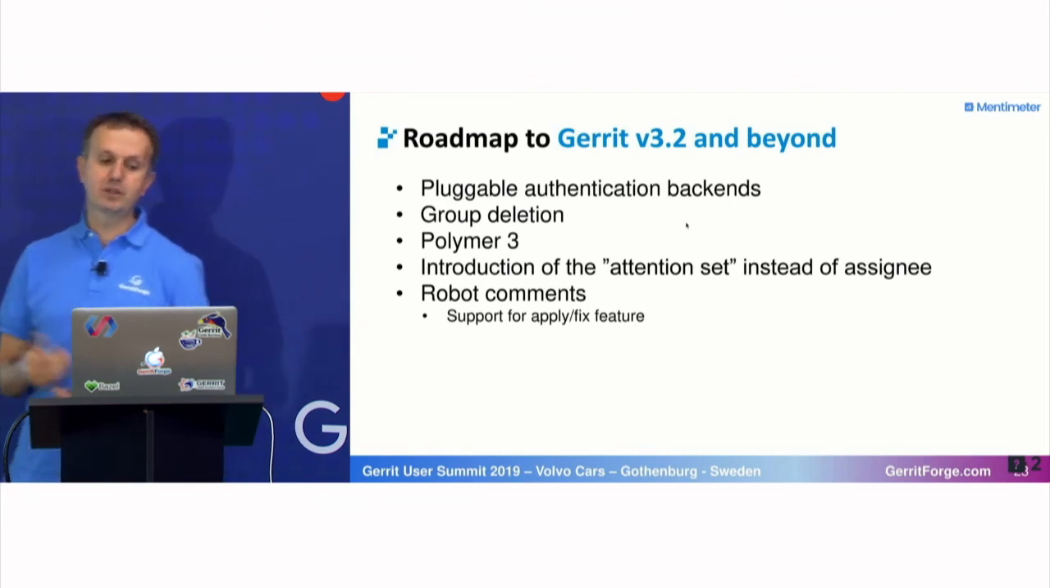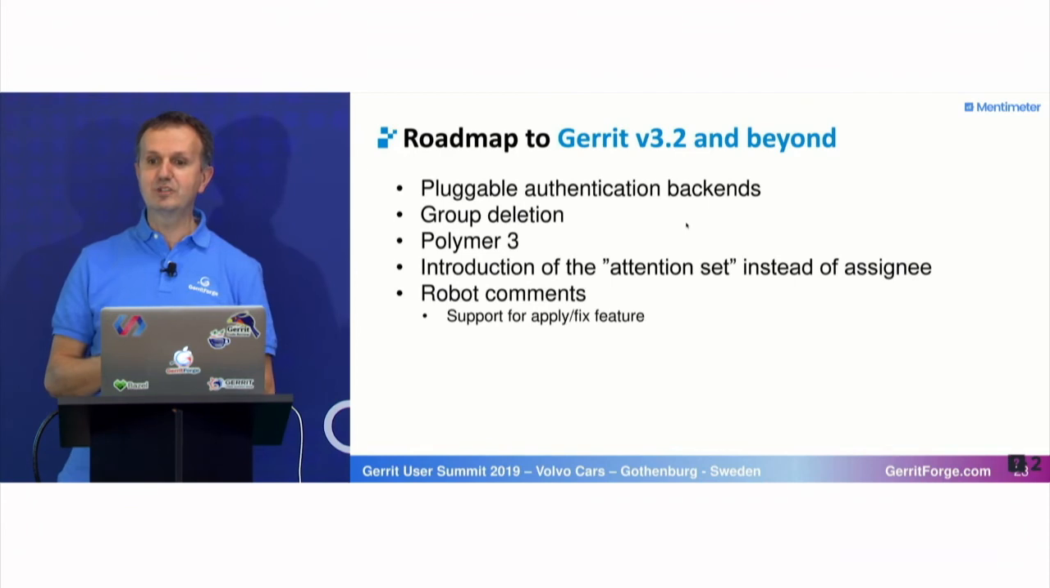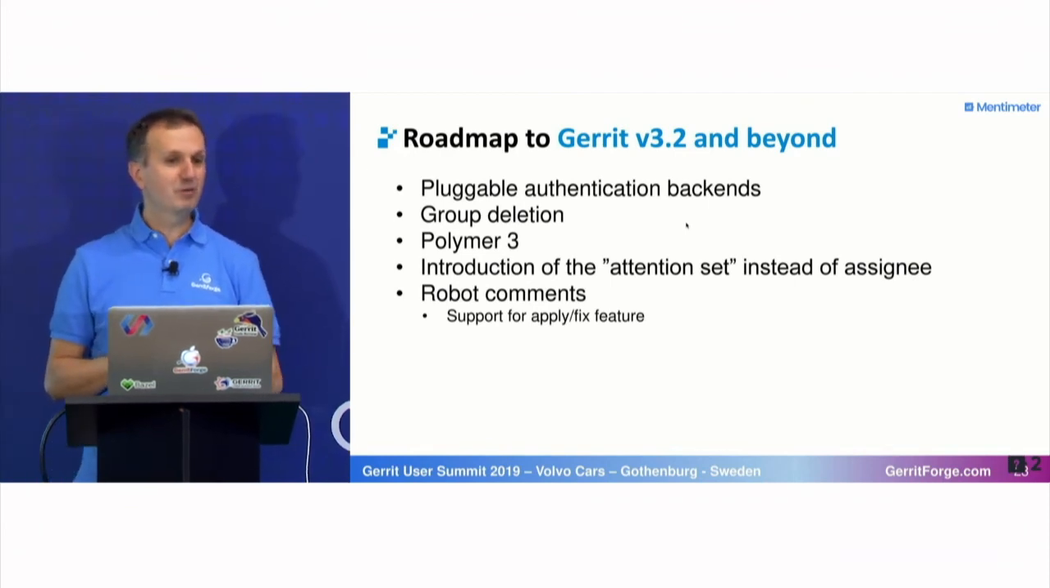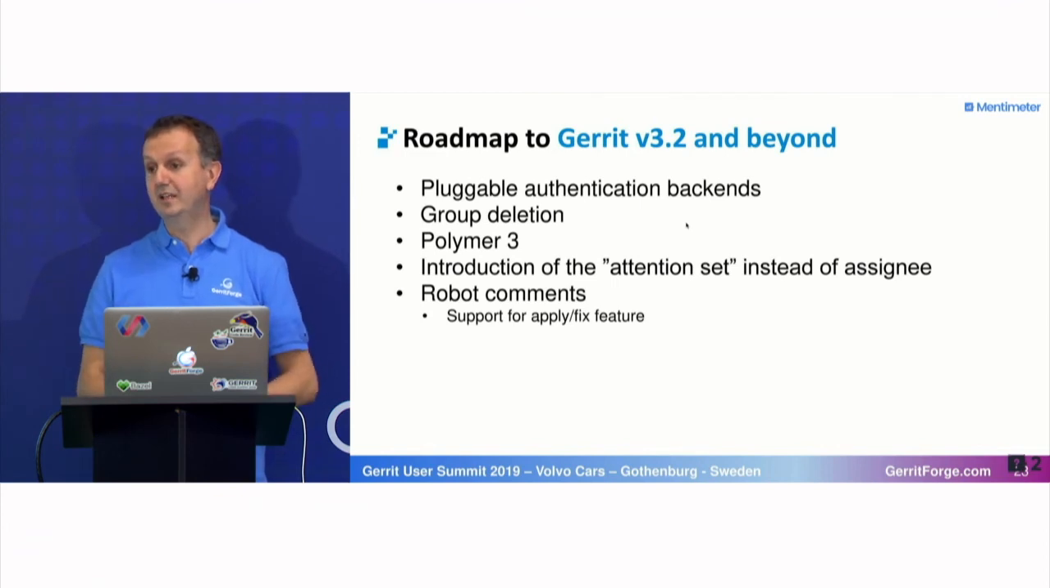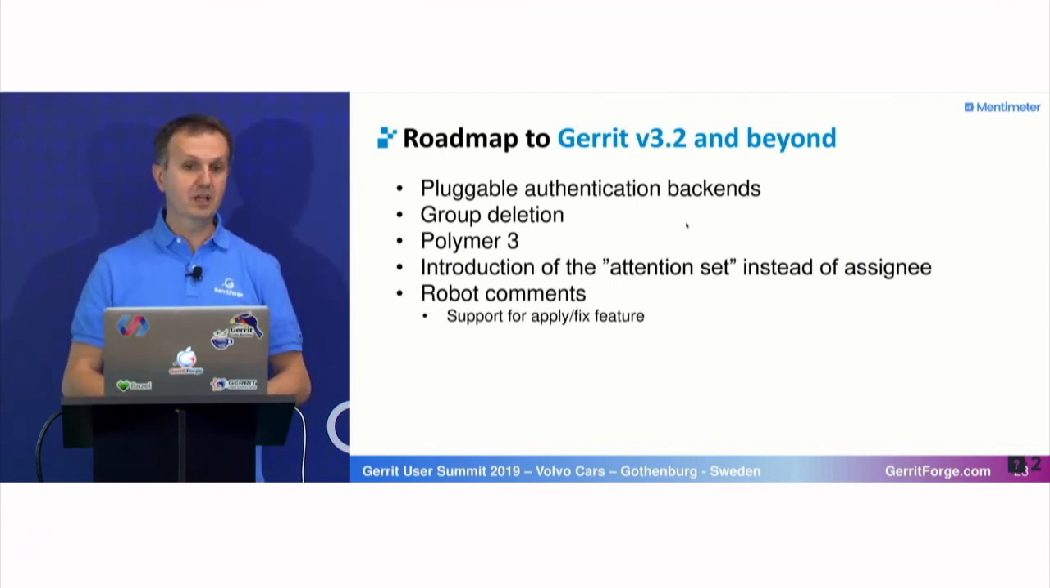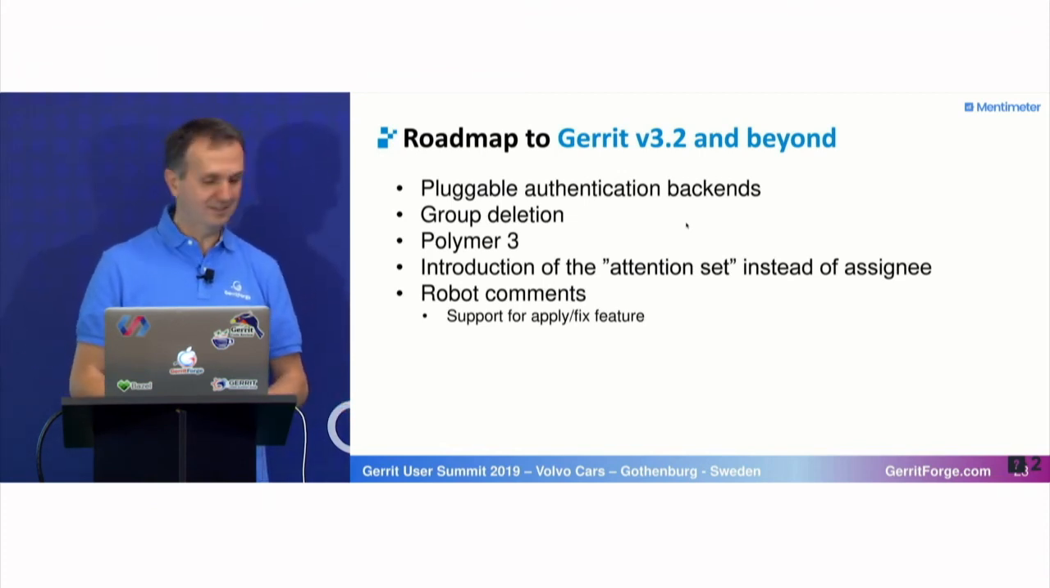So first of all, the pluggable authentication backend. That is work that we started back in 2012. It was CollabNet and GerritForge that came together in a hackathon and proposed to revamp the authentication system in Gerrit. And since 2012, it has never been merged. So we are committed to get it done.